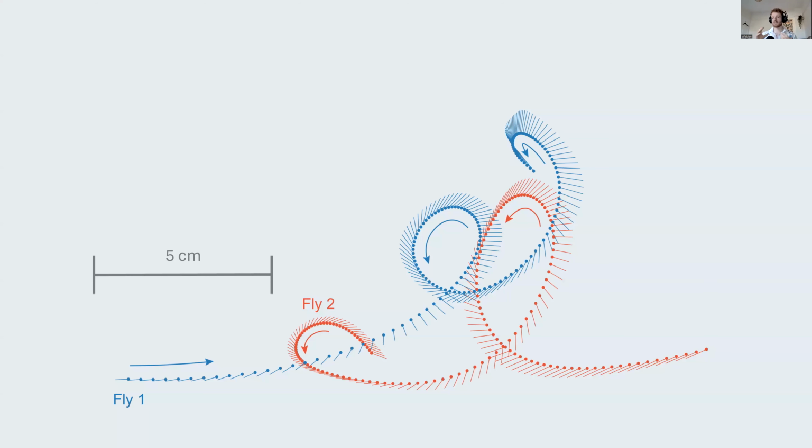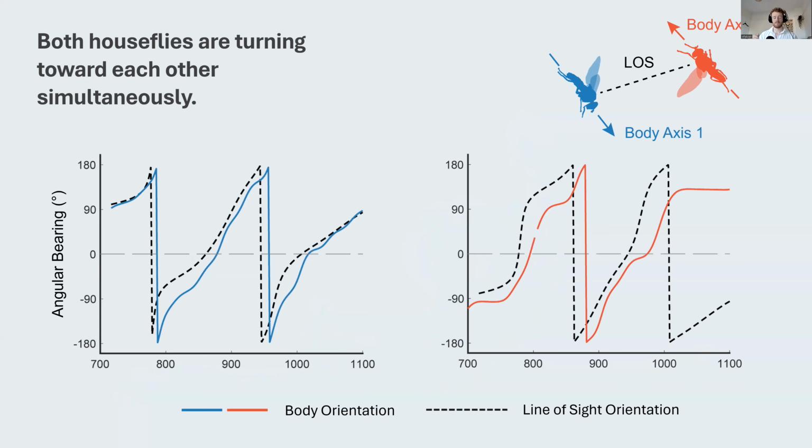So here we can track them from beneath, and this is a real trace of the bodies of both of these insects, with the head marked by a dot and the body marked by a line. And then we can look at the angle that their body is making to the line of sight that connects them. And the line of sight is just the line that directly connects the two flies together. So you can think of the dotted line as being the direction of the other fly, and the blue or the red line being the direction of the body of each of these animals.